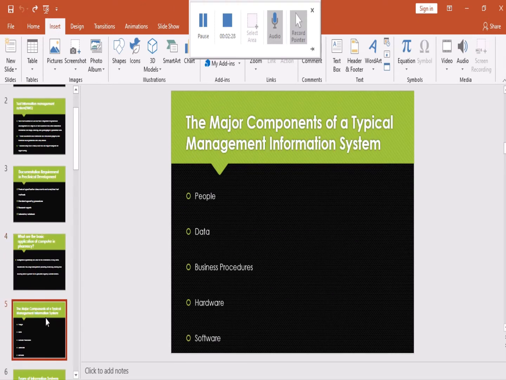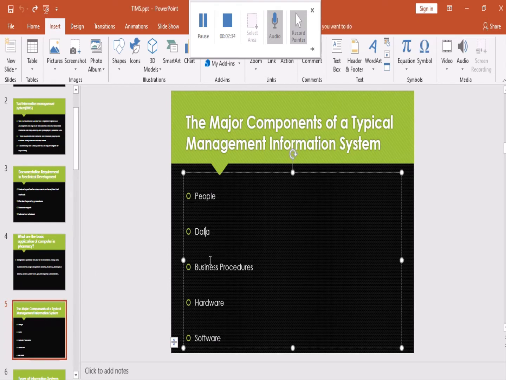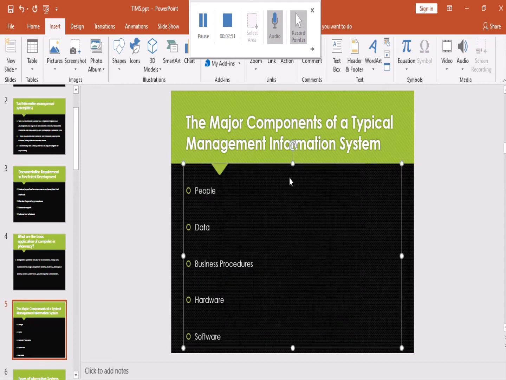The major components of a typical management information system are people, data, business procedure, hardware and software. People are those who use the information system. Data is what the information system has recorded and is going to record. This is the information storage part. Business procedure is the procedure put in place on how to record, store and analyze the data. Once you get the data, there is a procedure for how to store it, record it, analyze it, and generate the report along with the data.